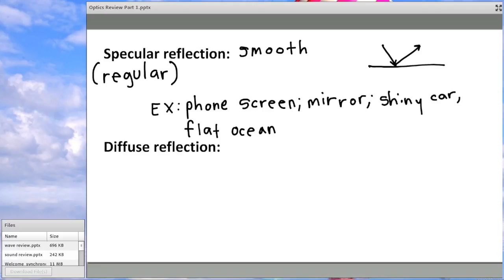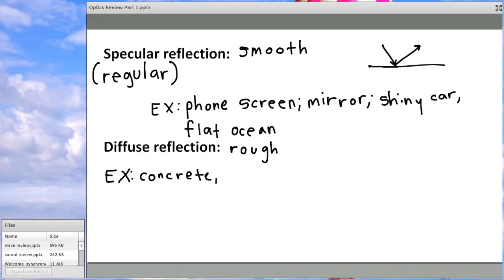Okay, diffuse reflection is going to happen on a rough surface. And to me, this feels like regular reflection, because these seem like special cases where everything else is diffuse, but I actually saw in the test they called specular regular. So I just wanted to keep that clear for you guys. So like concrete, concrete's a good example. Anything that's not smooth, basically.